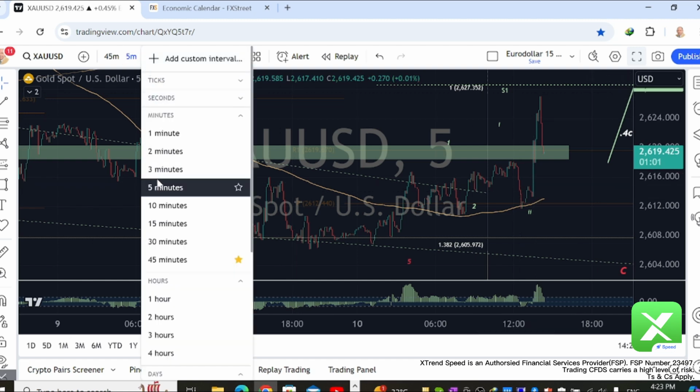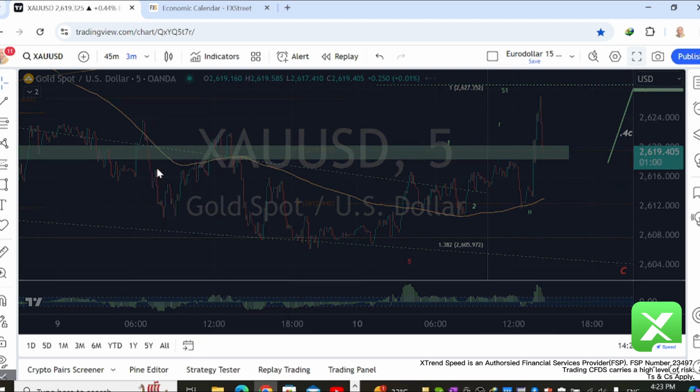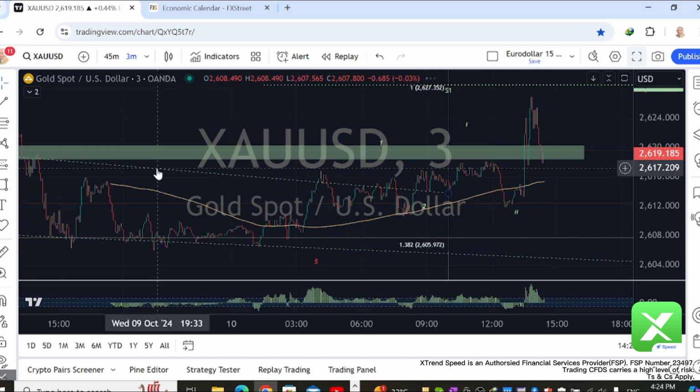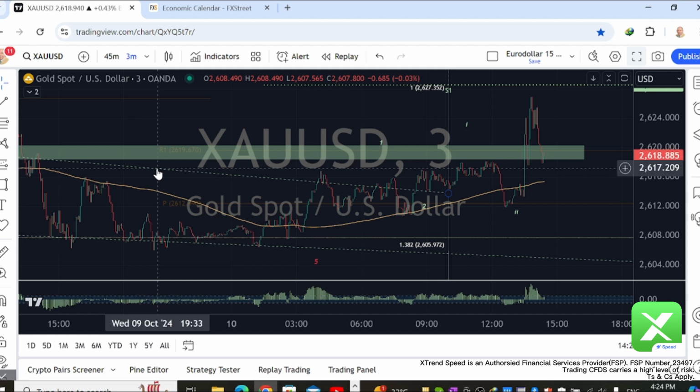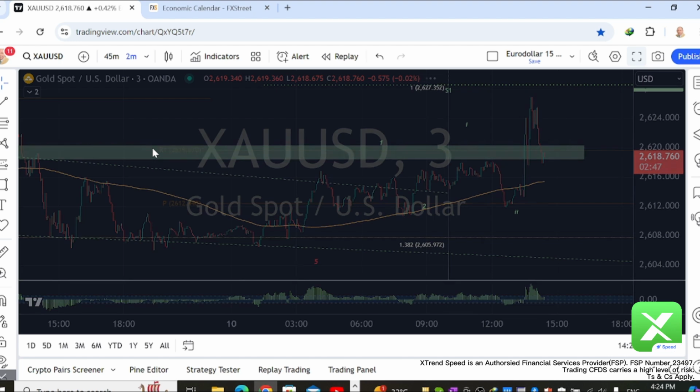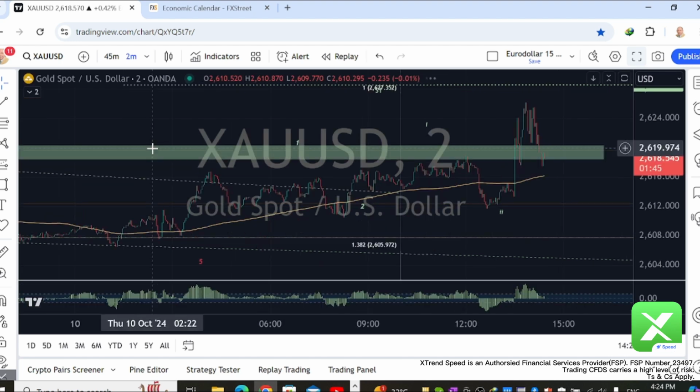Let's take a look at the micros, 3 and 2. We're not getting negative momentum at this point. We're even getting an attempt to round up higher, and let's take it to the 2. The same is showing there.